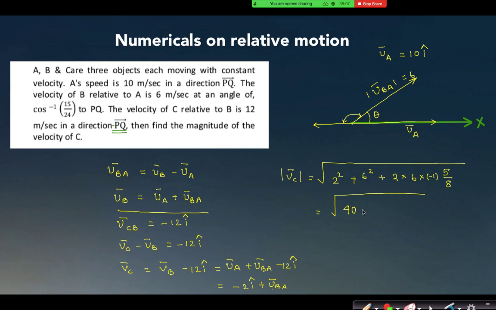So 2ab cos theta. Yes, 2. Okay, there is another 2. Yes, 2ab cos theta. I have taken this 2, so this is 2ab cos theta. So that is minus 15, I think. So that will be root 25, that is 5 meter per second. So that should be the answer of this question.